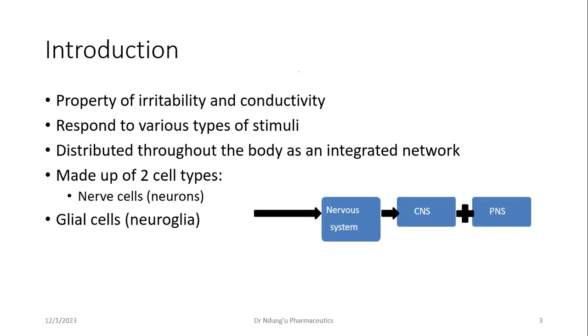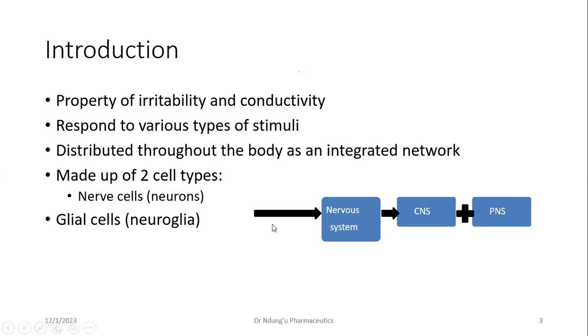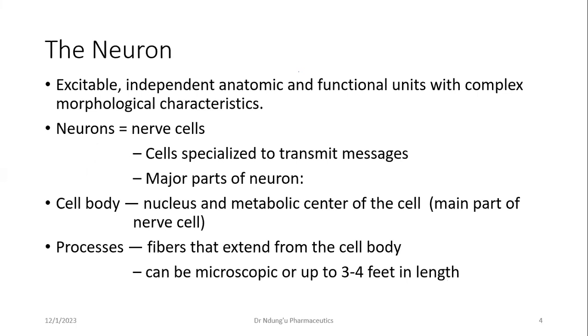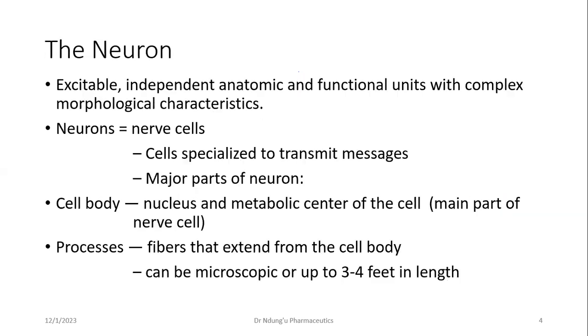The properties of the nervous system are irritability and conductivity, response to various types of stimuli, distributed throughout the body as an integrated network. It is made up of two cell types, the nerve cells and the glial cells, which is neuroglia. So here we have the nervous system, the CNS, the central nervous system, and the peripheral nervous system.